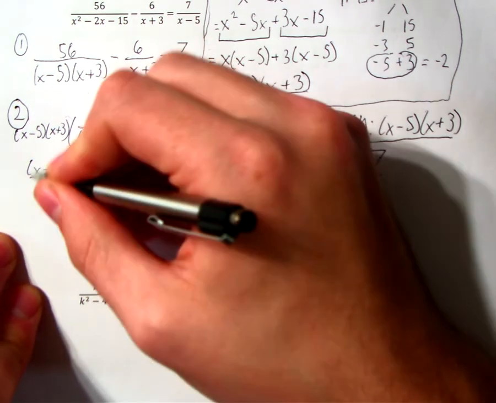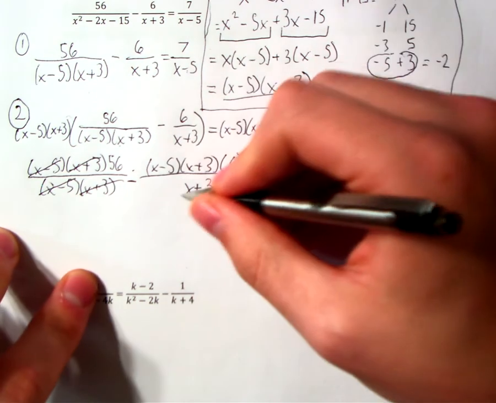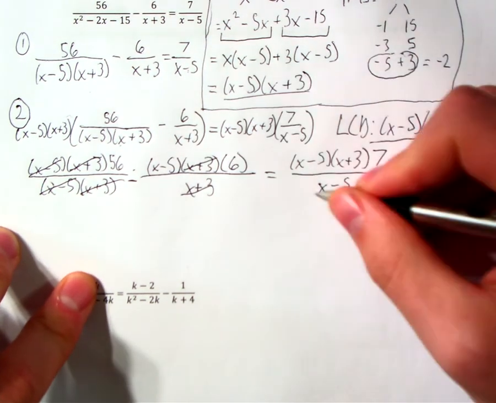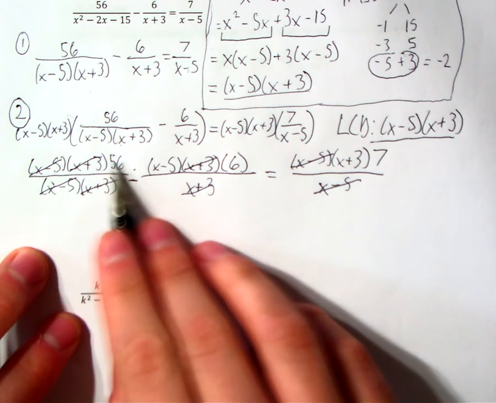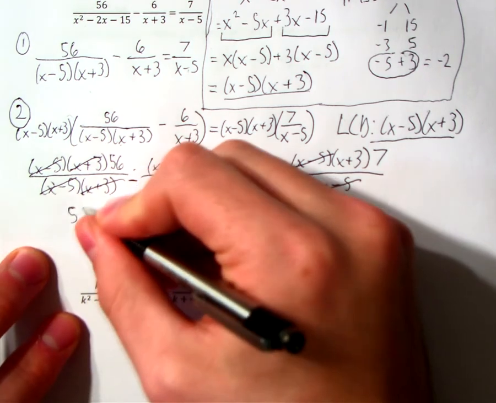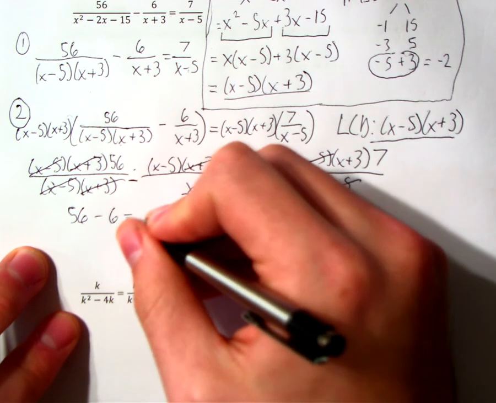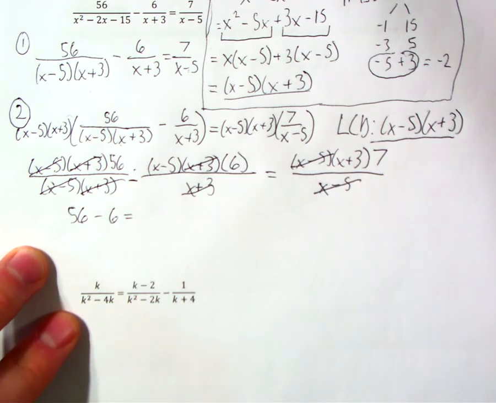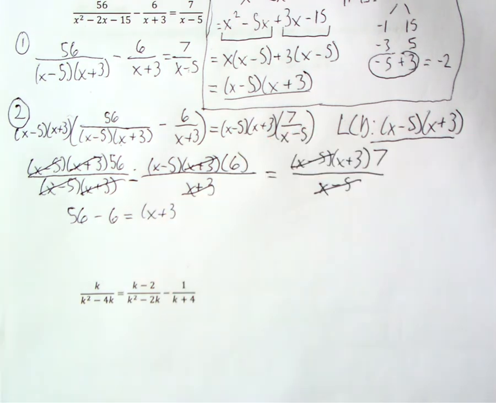I've got an x plus 5 that cancels with that x plus 5, x plus 3 cancels with that x plus 3, x plus 3 cancels with that x plus 3, x minus 5 cancels with that x minus 5, and what do I have left here? I've got just a 56 left, minus, that's just 6 left. 56 minus 6 is equal to x plus 3. Oh dear, I've made a mistake.